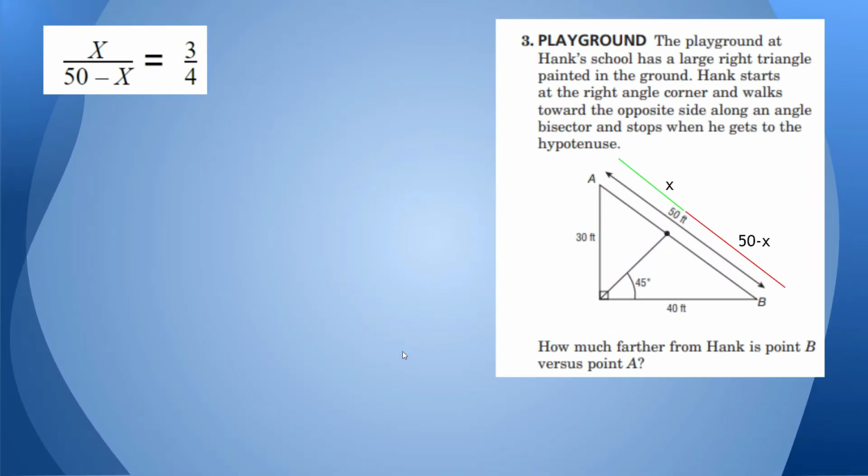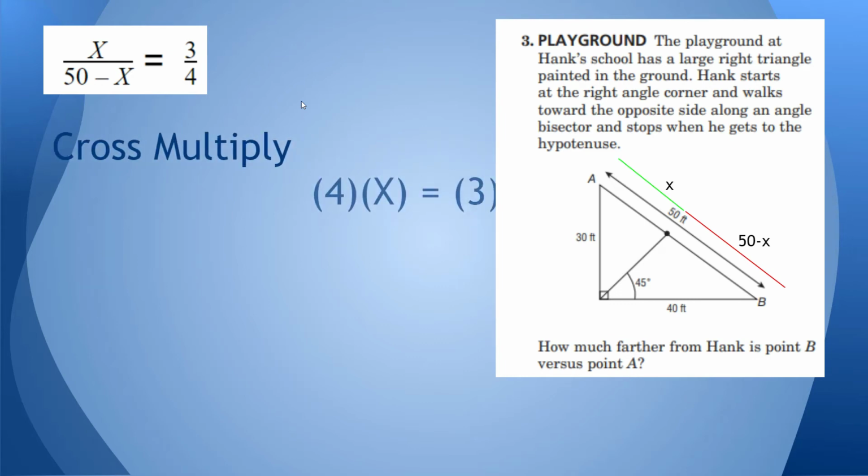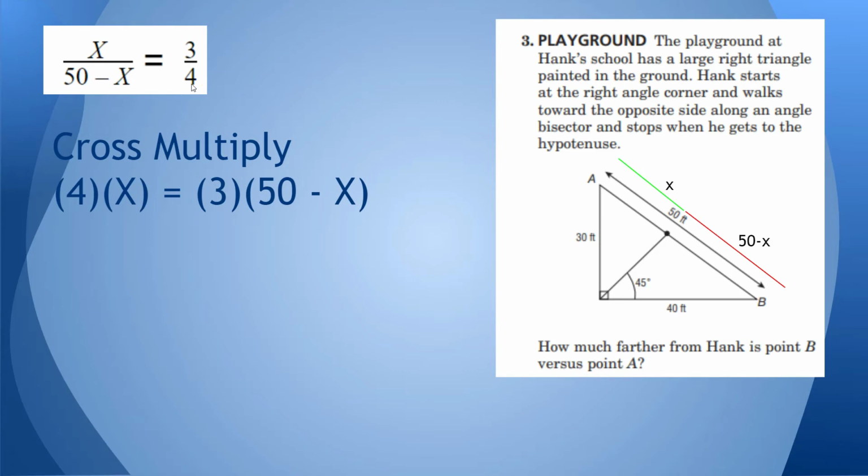Okay, so now we have that. X over 50 minus X equals 3 over 4. Let's continue on trying to figure out the problem. What do we do once we have our proportion set up? Why, we cross multiply. So if we set that up here, we then get 4 times X on this side of the equation and 3 times 50 minus X on the opposite side of the equation. So once we produce that, we get 4X equals 150 minus 3X.